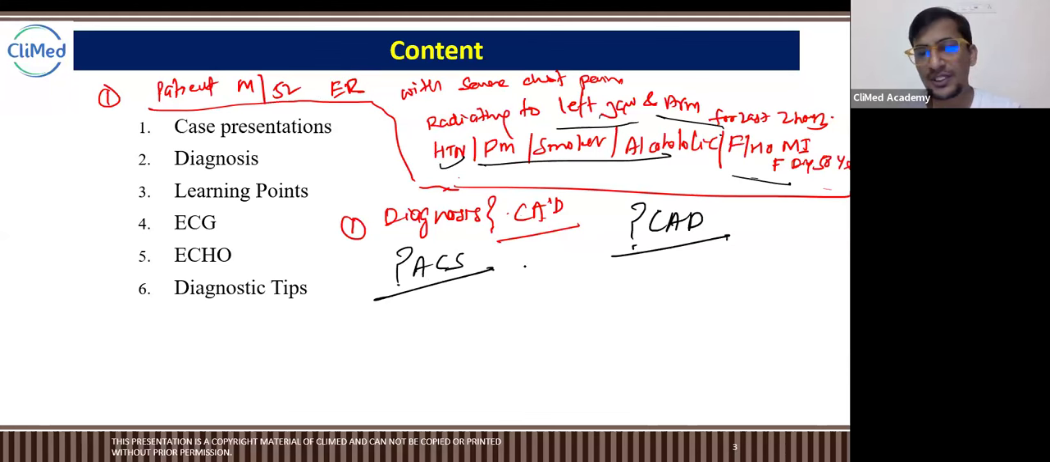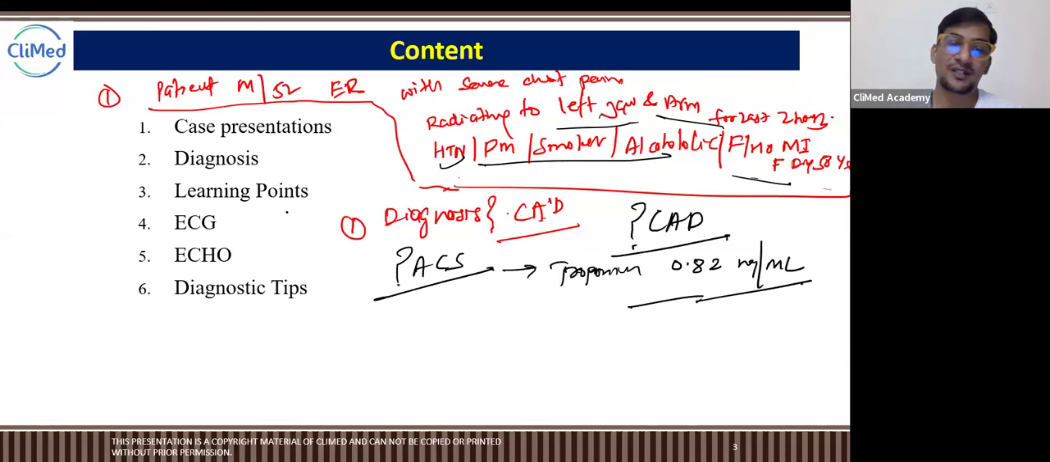Now let me tell you one more very basic thing. His troponin T, we did the troponin T. Troponin T came 0.82 nanogram per ml. So what does it mean, guys? What does it mean by this? If the level of troponin is 0.82 ng per ml, what do you think it is? Tell me. Positive. Okay, very nice.